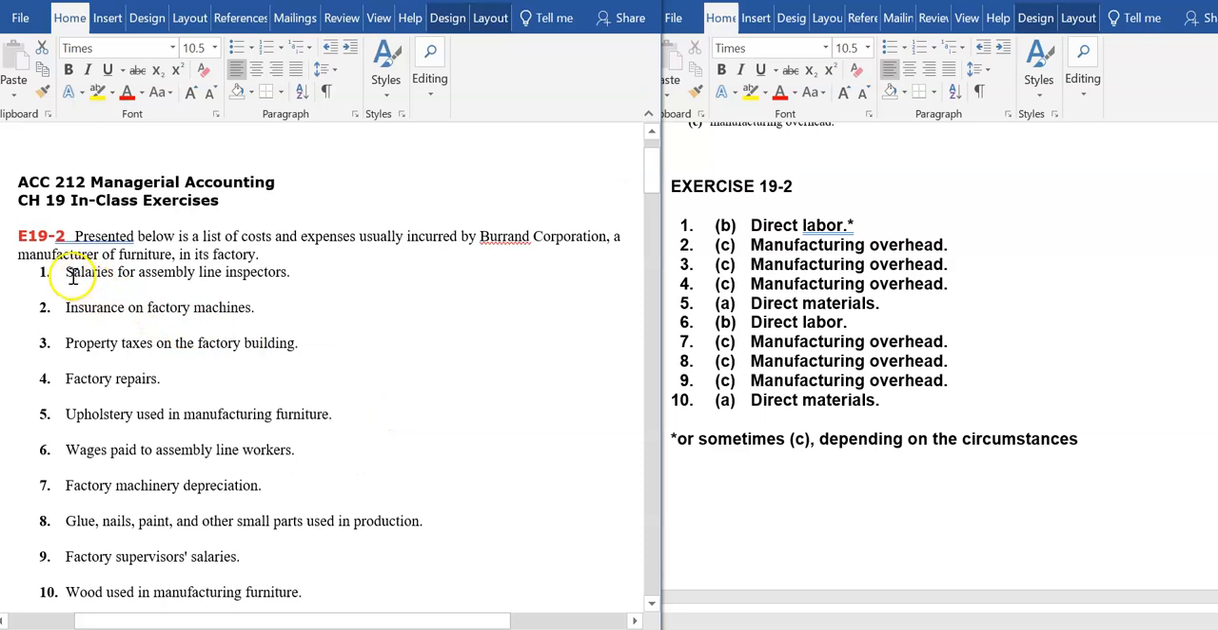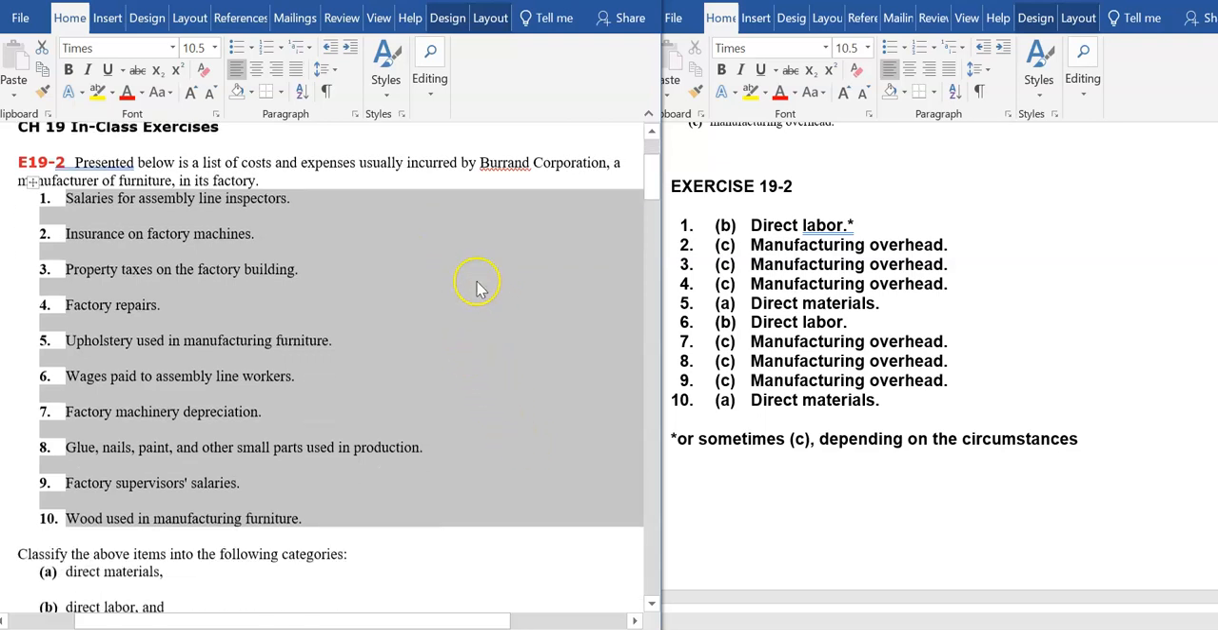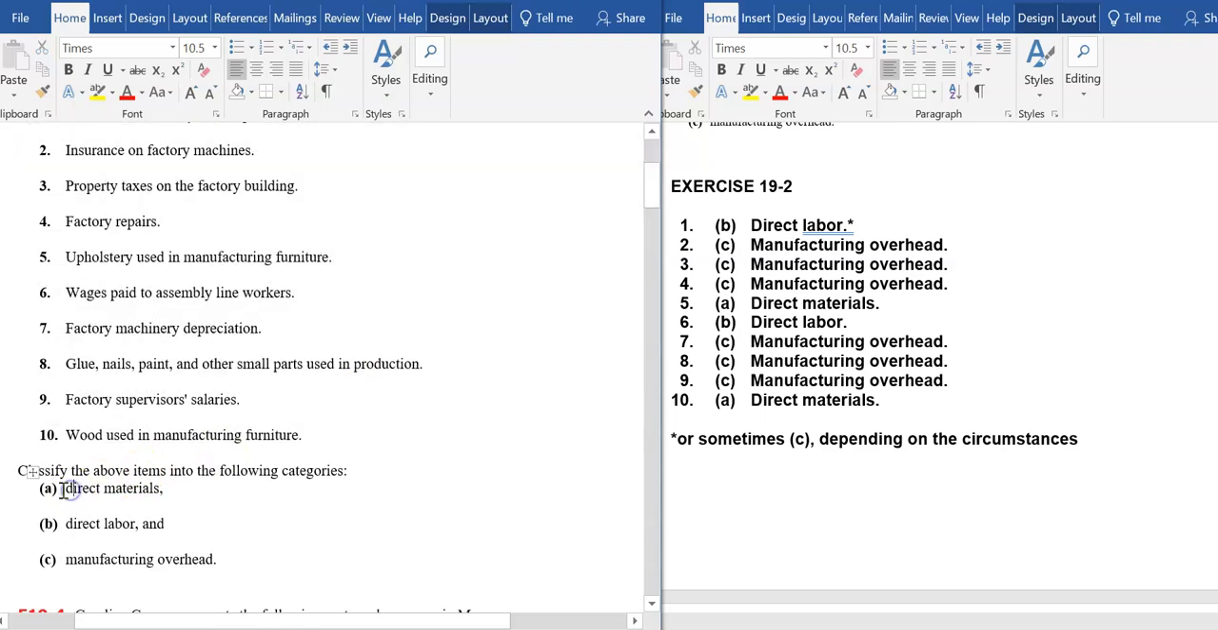These costs all are the cost incurred as they are making their product. So we know that if these are costs of making the product or a cost related to the factory, they will be a product cost. And there are three types of costs incurred when making a product. There are direct material costs, there are direct labor costs, and there are overhead costs.